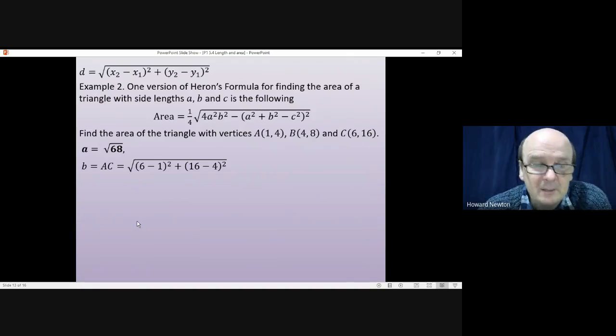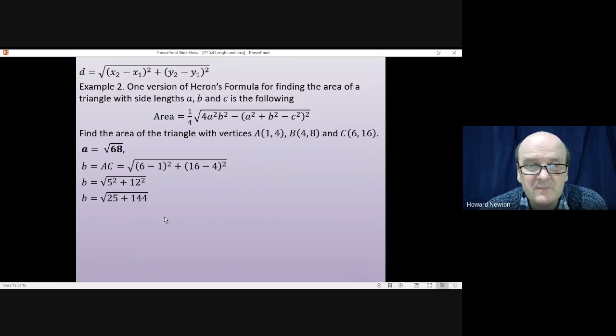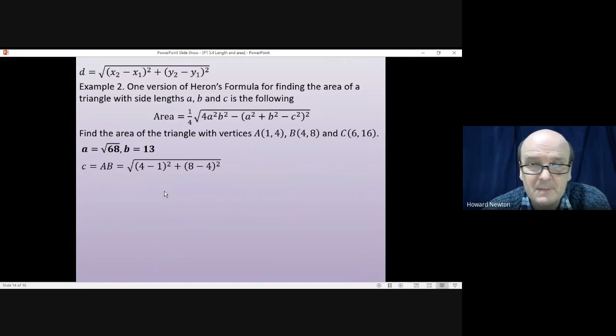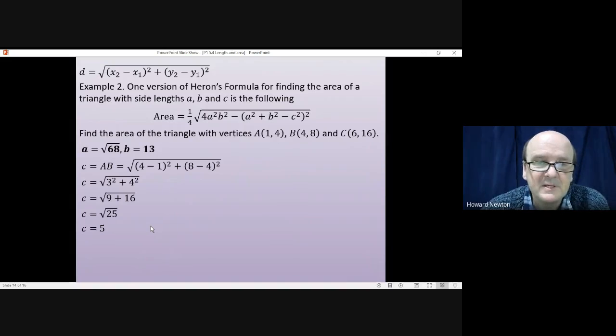Now we'll find little b, and the length b will be the length from A to C, which is the root of (6 minus 1) squared plus (16 minus 4) squared, which is the root of 5 squared plus 12 squared, which is root 25 plus 144, which, like on the previous question, is root 169, which gives us that b is 13. So a is root 68, b is 13. We still need to find c, and c will be the length from A to B, which is the root of (4 minus 1) squared plus (8 minus 4) squared. That gives us the root of 3 squared plus 4 squared, which is root 9 plus 16, which is root 25, which gives us 5 for the third side.